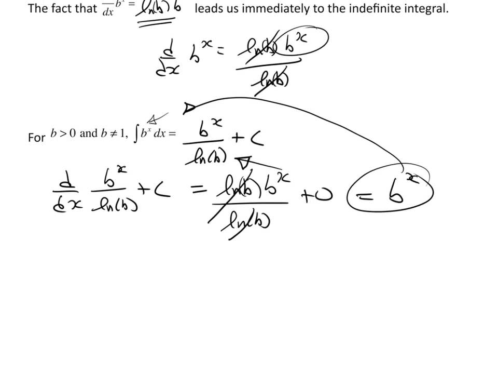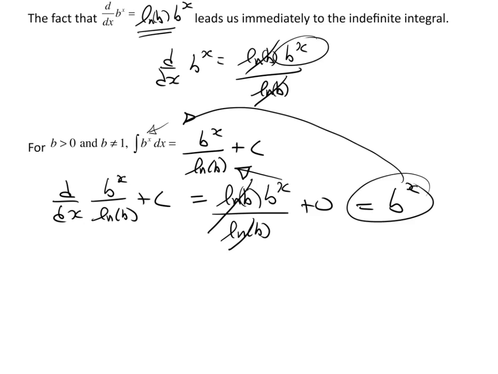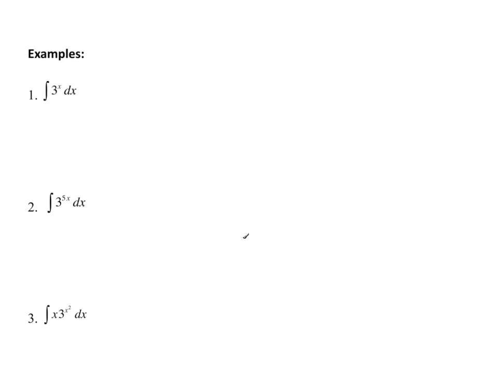So let's go ahead and take a look at a couple of quick examples here. So I want to integrate 3 to the x dx. So I know that if I take the derivative of 3 to the x, I'm going to end up with ln 3 times 3 to the x. So this antiderivative has to be 3 to the x over the natural log of 3, again, plus my constant of integration.